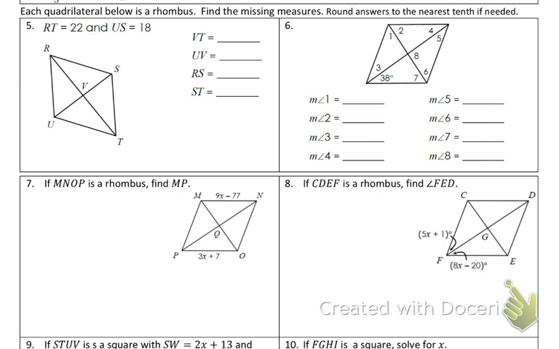Number 8. All right. If CDEF is a rhombus, find FED. So we're trying to find FED. FED is this angle right here. So this is our mystery angle.